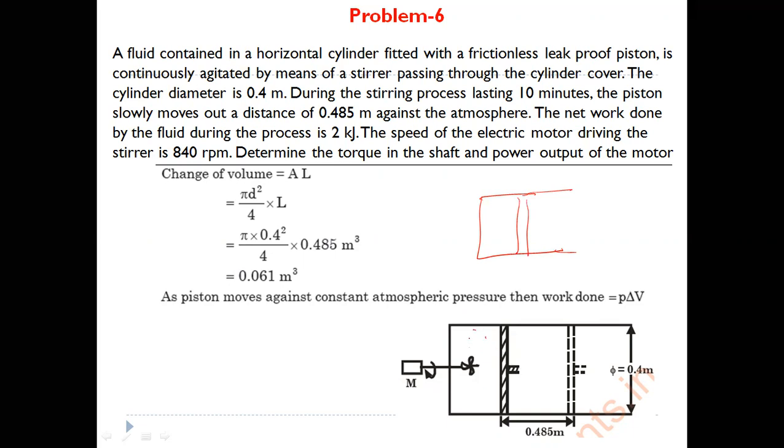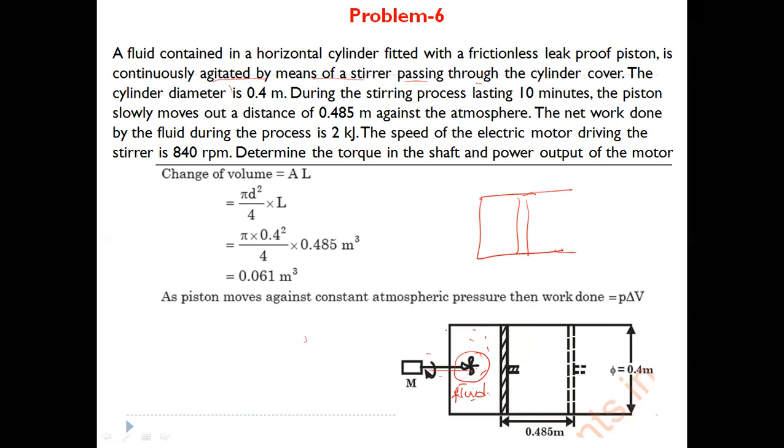So inside the cylinder a fluid is present. So this is the fluid. This fluid is continuously agitated by means of a stirrer passing through the cylinder cover. So this is a stirrer, which is passed through the cylindrical cover. So this fluid is mixed continuously with the help of this stirrer.